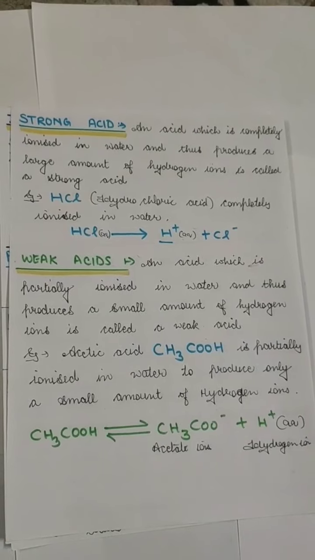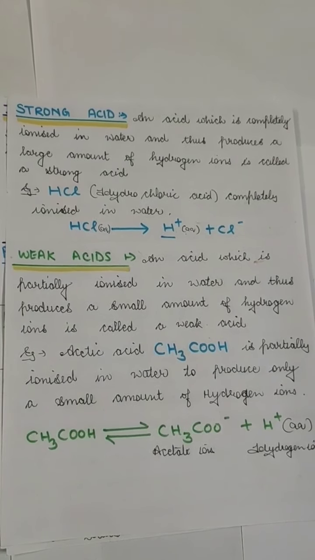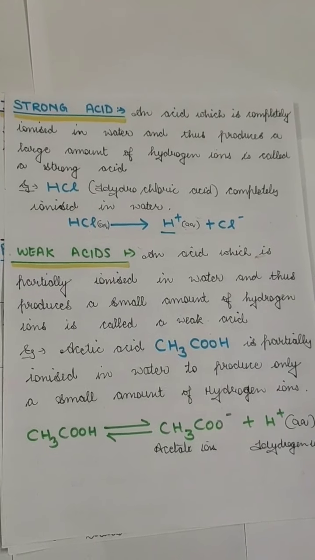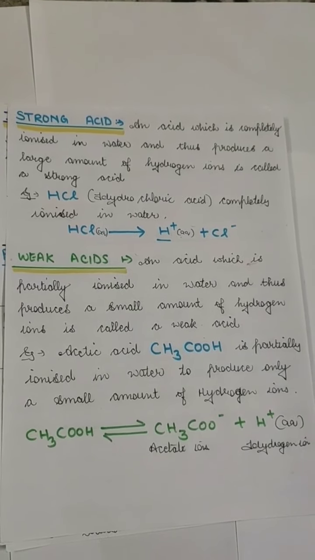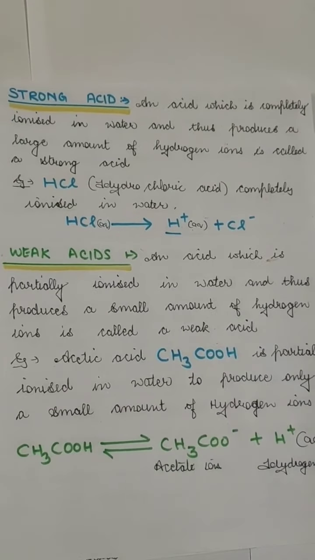So all the acids which we can consume are called weak acids, which do not release hydrogen ions completely but partially. And strong acids are very, very strong because they dissociate all the hydrogen ions completely.